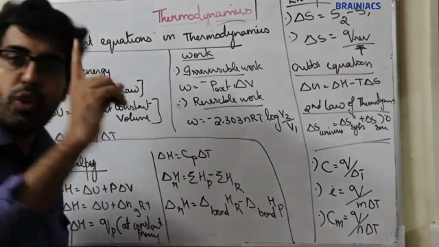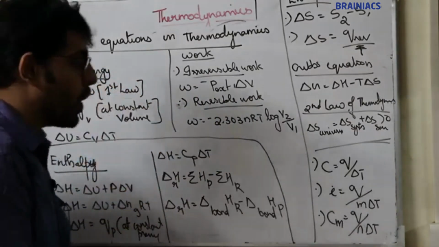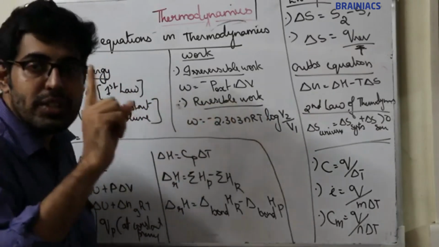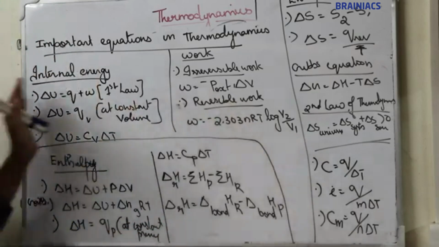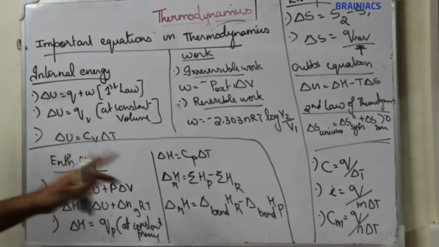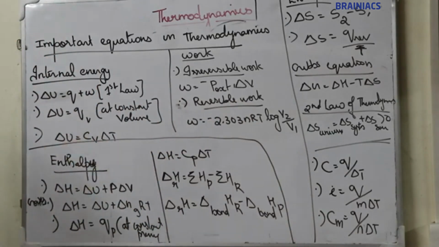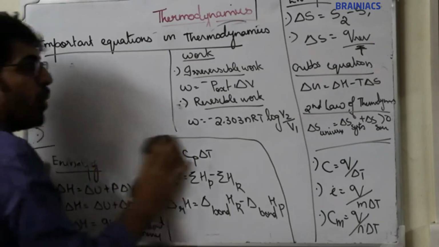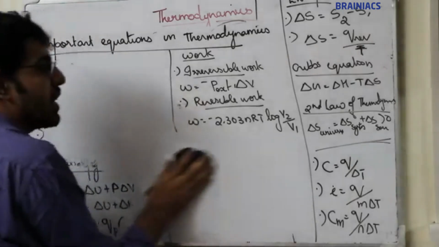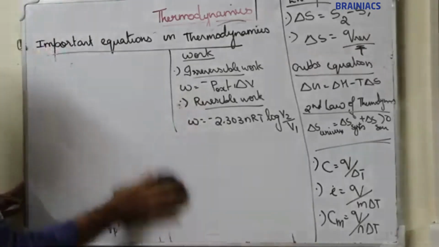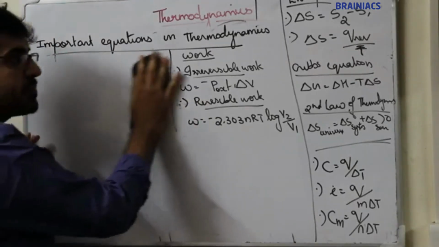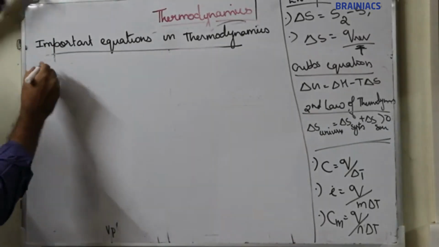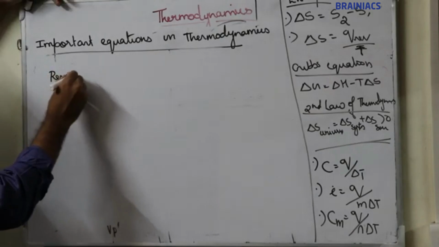Now I have to discuss one more equation in this chapter, and that equation is for reversible work. So these are the equations we have already discussed in this chapter. I think it's clear till here. So no doubts. So we have to discuss one more equation for reversible process. Reversible work. For reversible work, we have discussed one equation.